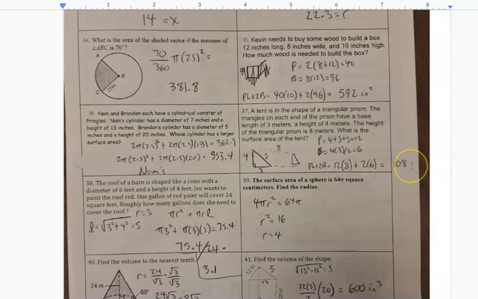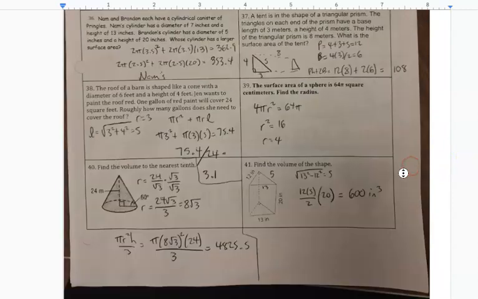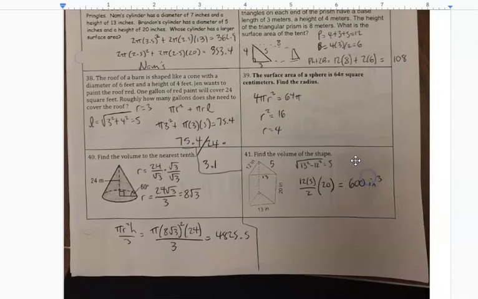Okay. So 38 is, we have a roof of a barn in the shape of a cone, the diameter of 6, which means the radius is 3, and a height of 4. And Jen wants to paint the roof red. 1 gallon of red paint will cover 24 square feet. Roughly how many gallons does she need to cover the roof?